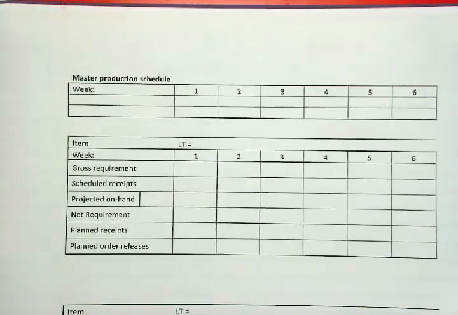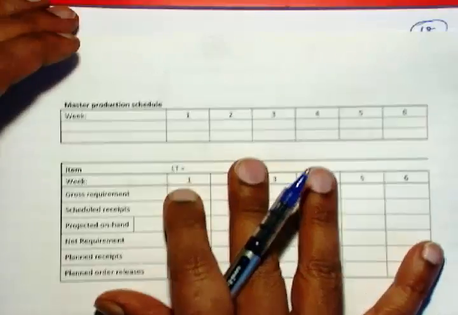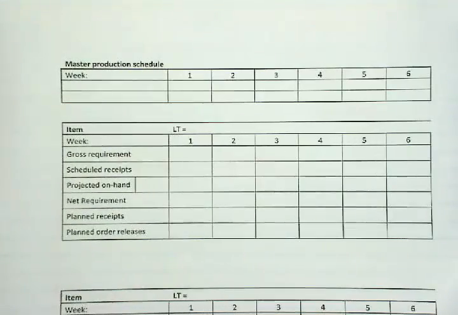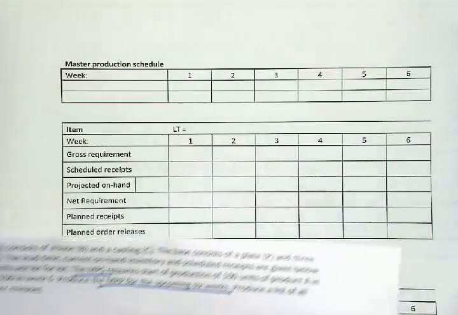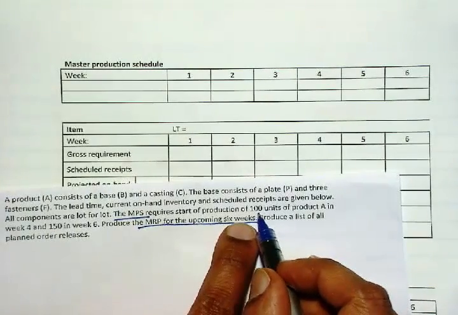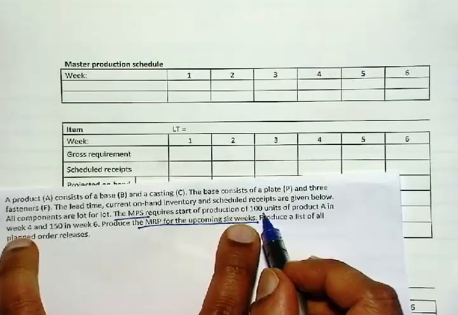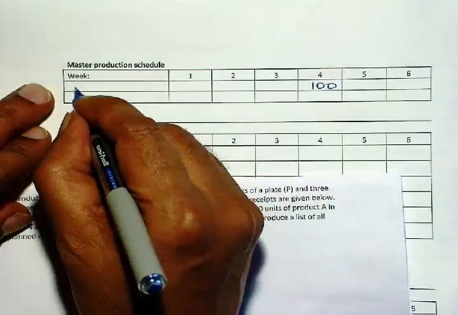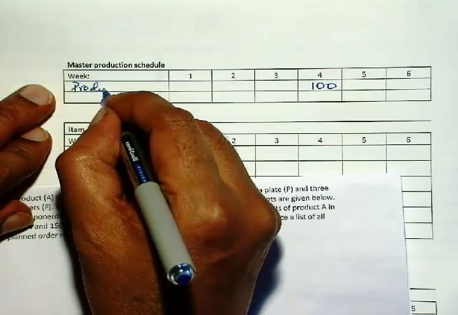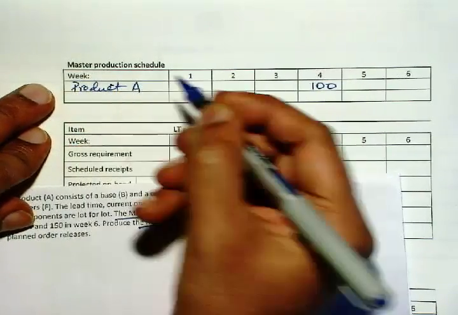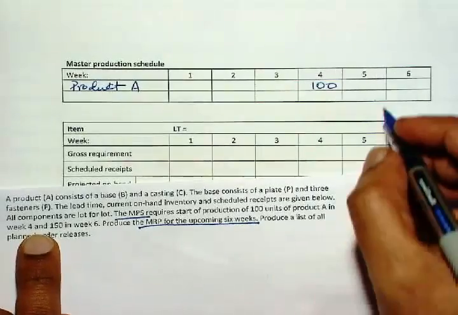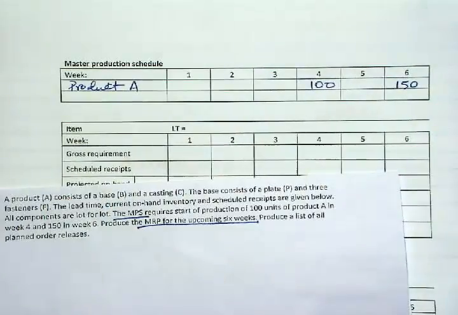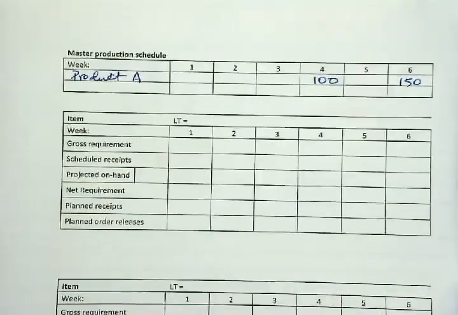So that's going to be the order, and I have printed a couple of pages of the inventory records for generating the MRP. So first let's write down the master production schedule given, which is 100 start of production in week 4. So this is for product A. There is only one product, and 150 in week 6. So this is the starting point for us.